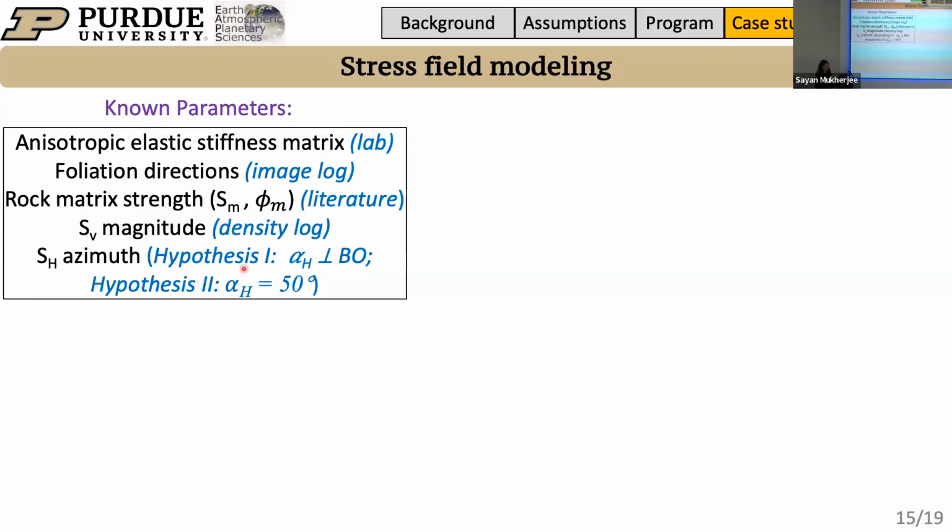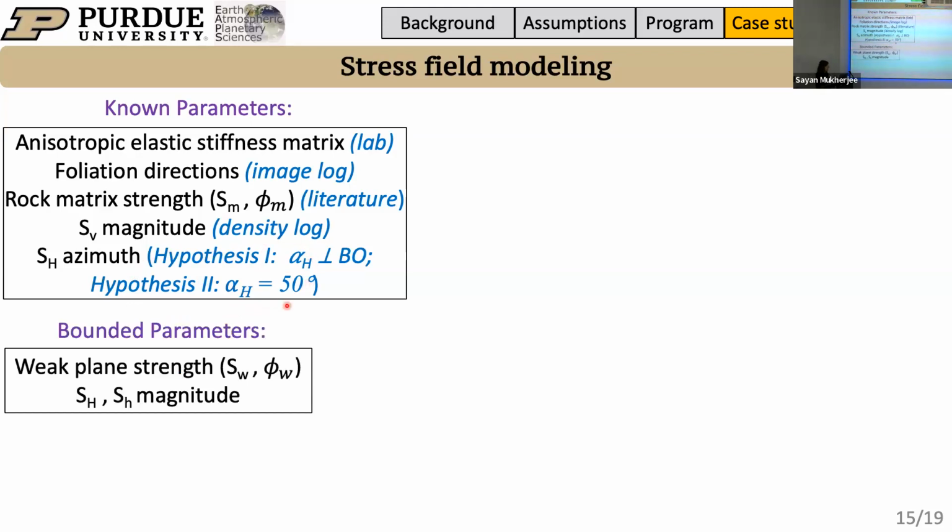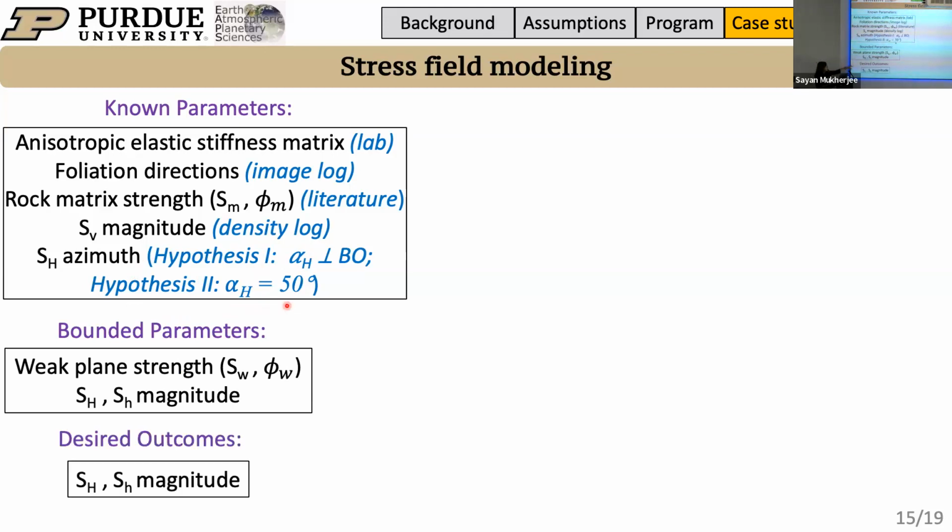The first assumption, which is based on the conventional Kirsch analysis, just assumes that the maximum horizontal stress direction is perpendicular to the breakout. And the second assumption is that the maximum horizontal stress direction is actually coupled with the overlying sediments, so it still has 50 degrees. Then for the boundary parameters, I do not know them, but I give them a bound and pick randomly from this bound. And this is my desired outcome, which is the stress magnitude.